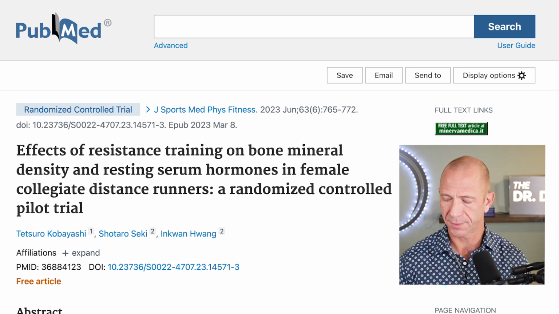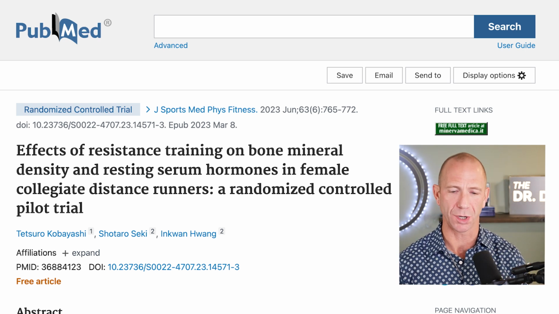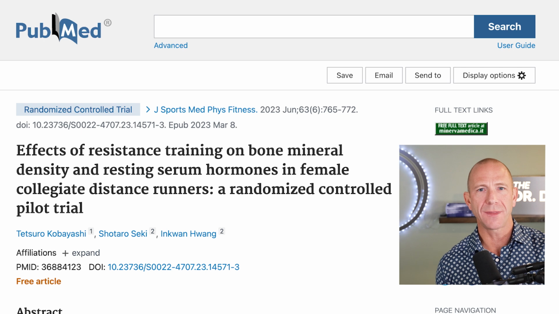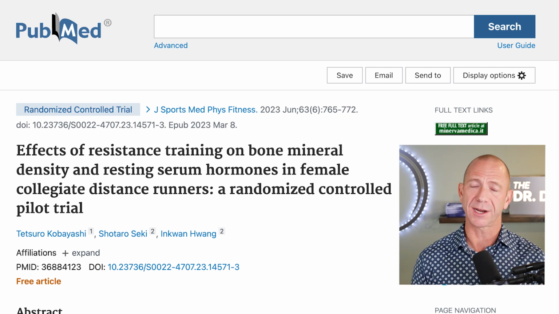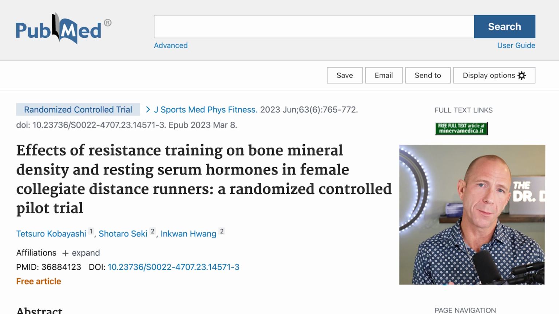They just were runners, which is kind of what a lot of runners do. They just run, which is okay. All right, so then they measured bone mineral density, which, at 16 weeks, is a pretty short interval between DEXAs, but okay. They measured bone mineral density.